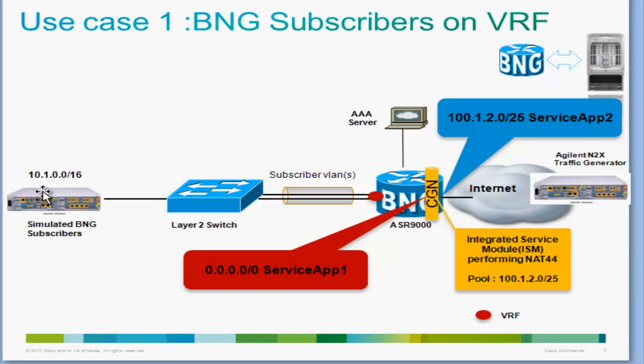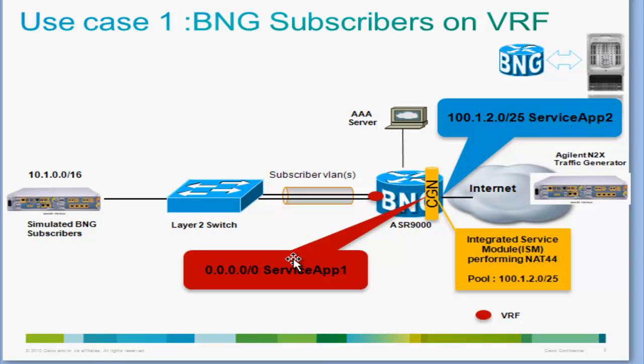The PPPoE subscribers are assigned private addresses from the range 10.1.0.0/16, and the source address pool used for translation is 100.1.2.0/25. So we have around 128 public addresses for translation. We also have a RADIUS server for authenticating the PPPoE subscribers.